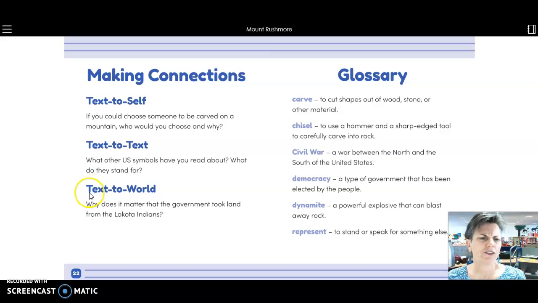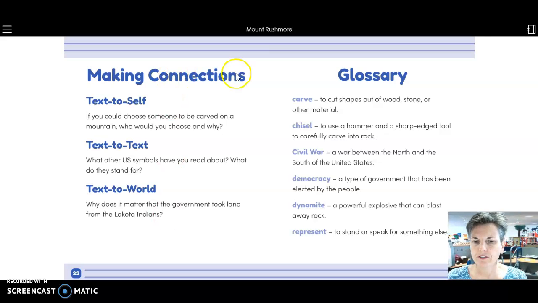And then I've already asked you this third question. Why does it matter that the government took land from the Lakota Indians? That is a very deep question. We could talk about that for a long time in a discussion. Why does it matter? Is it okay to take something that doesn't belong to you? Yeah, history is full of interesting occurrences just like that. So it's good to really think about, okay, this happened, and is that okay? And then what lessons could we learn in the future from what happened. Okay.